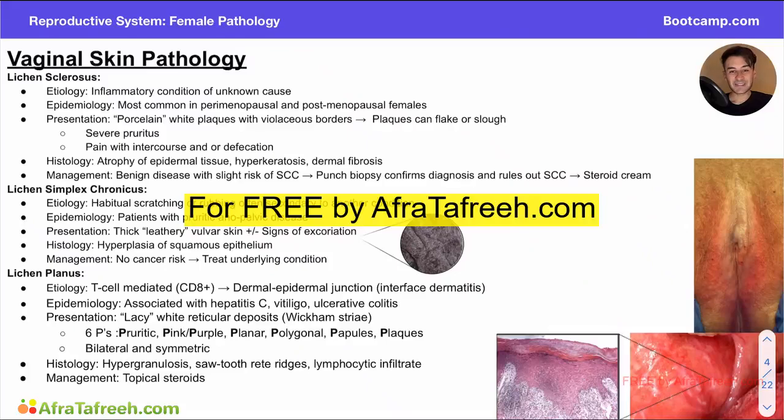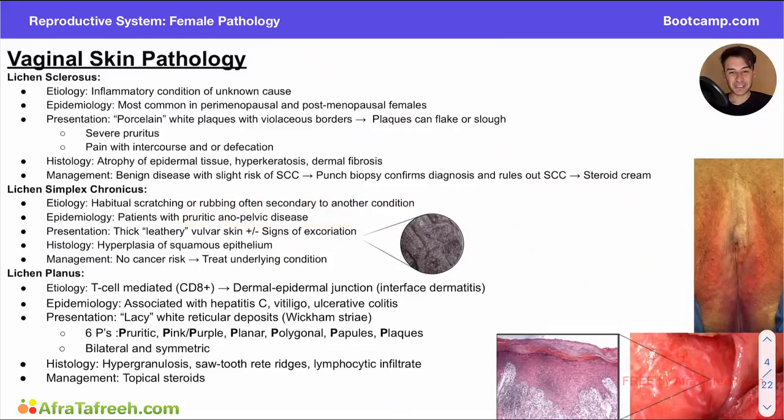Alright guys, let's get busy talking about our vaginal skin pathology. We're going to be talking about lichen sclerosis, lichen simplex chronicus, and lichen planus. You will notice that these all start with lichen, and I hope this word lichen can orient you to the fact that these are going to be skin or epithelium related processes.